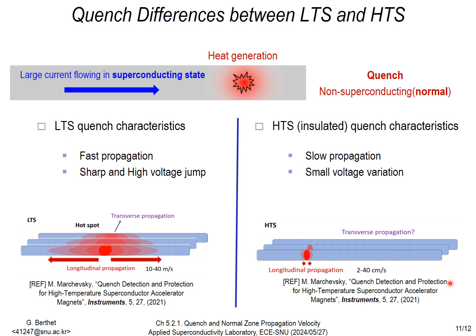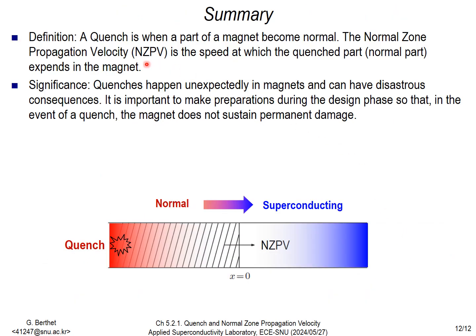You might take a look at this paper that references the currently existing methods to detect a quench in HTS magnets. To conclude, by definition, a quench is when a part of a magnet becomes normal. The normal zone propagation velocity, NZPV, is the speed at which the quenched part, the normal part, expands in the magnet. Quenches can and will deal heavy damage to a magnet. That is why making preparations during the design phase to prevent permanent damage is so important.